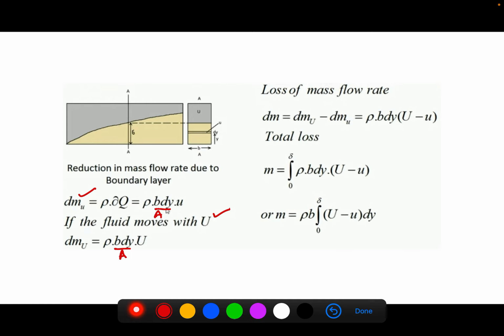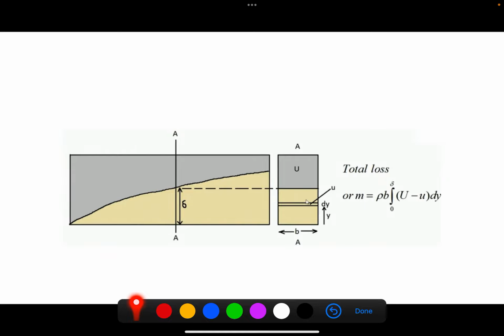dm is equal to dmu minus capital U minus small u, that is, it becomes rho into B dy into U minus u. So we have calculated dm. Now the change in flow rate across this total length, from here to here, we have to integrate from 0 to delta rho b dy into U minus u. Rho b is a constant, so we can take it out: rho b times the integral from 0 to delta of (U minus u) dy.